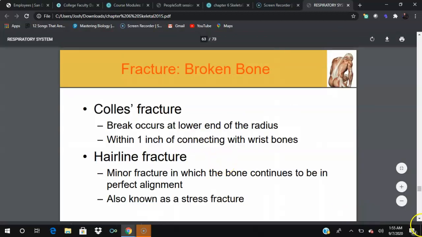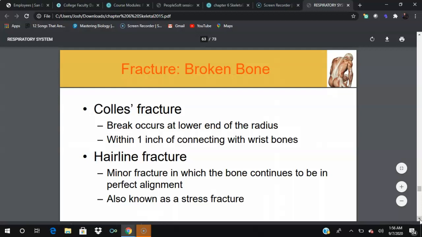Then we have something called a Colles fracture. A Colles fracture has its own name because it happens a whole lot. It's actually a break near the wrist, in the lower part of the radius, within an inch of the connecting bones with the wrist. And it occurs when a person goes to fall backwards or to the side, and then they outreach their hand or their arm to try to stop themselves from falling, and you get a Colles fracture. Once again, falls backwards and falls to the side are very common. You try to brace yourself, and then you break that wrist bone on the fall.